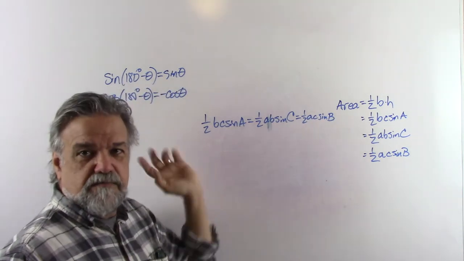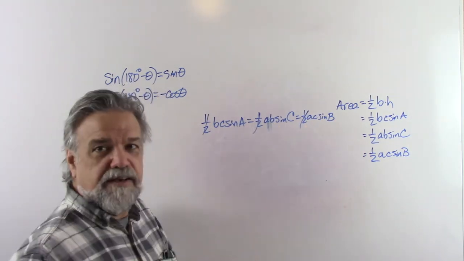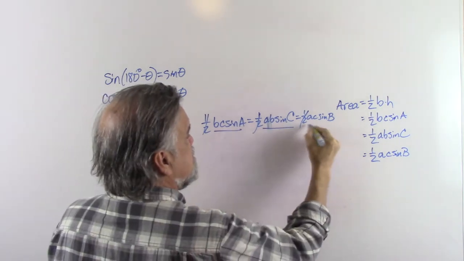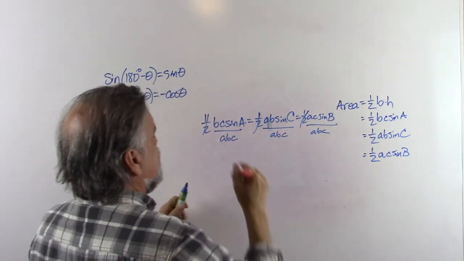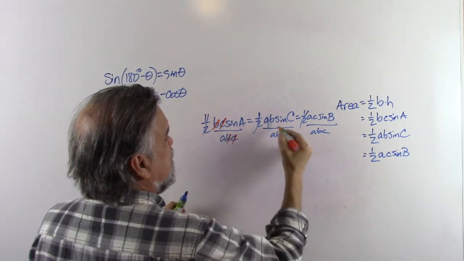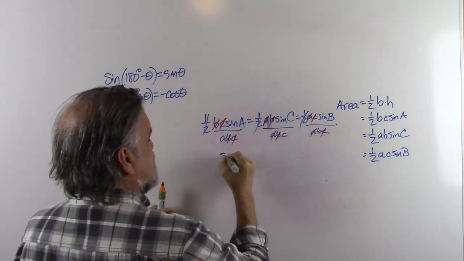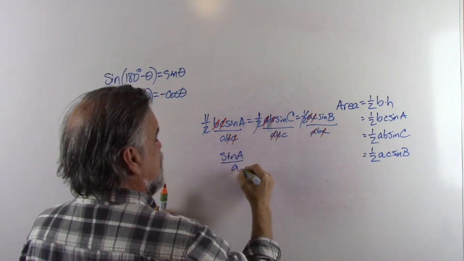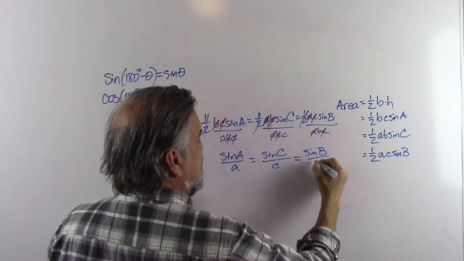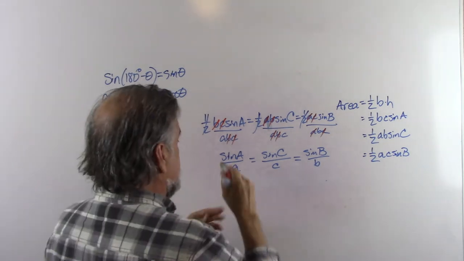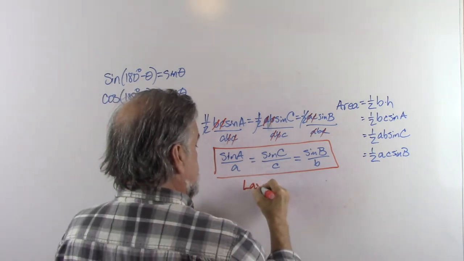And if that's the case, I can just multiply all three sides of my equation by 2 and all the 1/2s go away. And then I can divide all three sides of my equation by ABC and I get a very interesting result. Let's see. Here are the B's and C's. I can simplify my fraction that way. Here I can simplify the A's and B's away. Here I can simplify A and C. And I end up with the sine of angle A over A equals the sine of angle C over C, which also equals the sine of angle B over B. And that is a very useful result. This is frequently referred to as the law of sines.